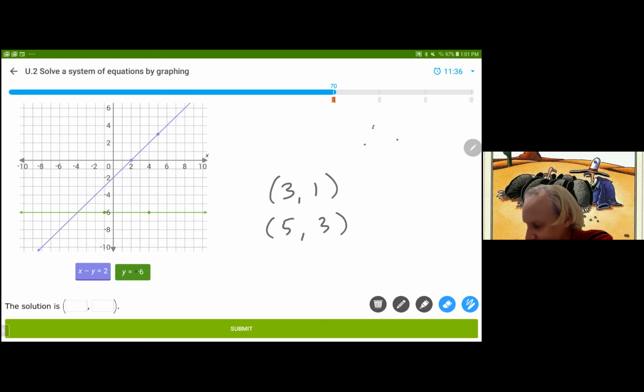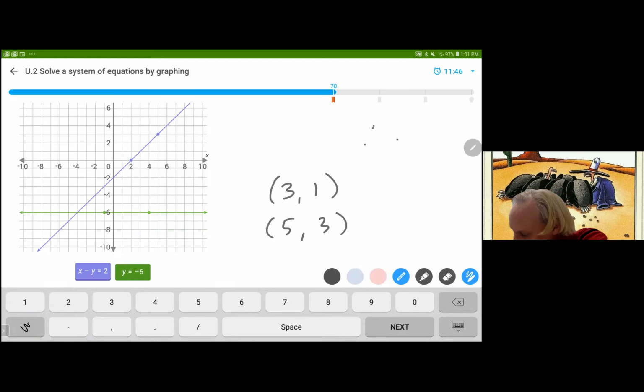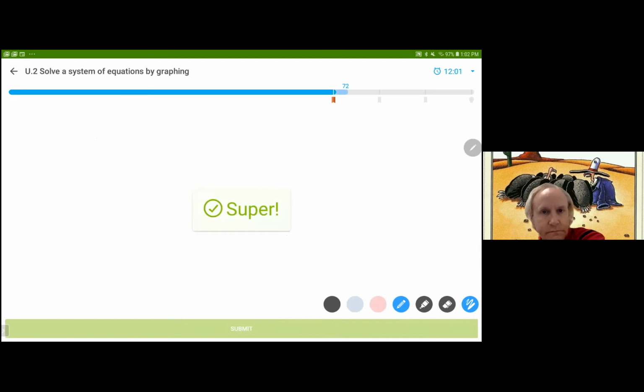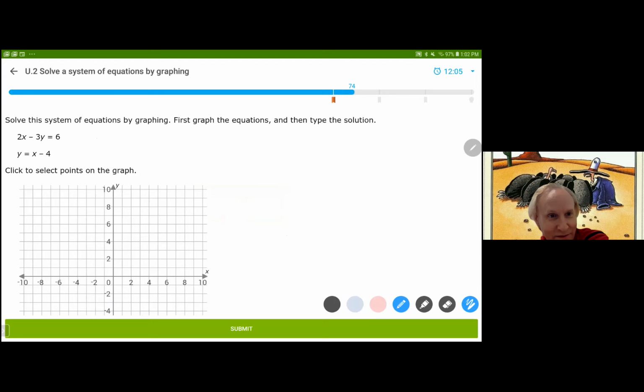I can't believe I messed that up. Okay, let's check my solution. It is at -4, -6, it looks like. Kind of an odd solution there. If you subtract x minus y, you end up with -4 plus 6, which is 2. And of course, the y is -6, so it's correct. Nothing like graphing 1, 3 instead of 3, 1.